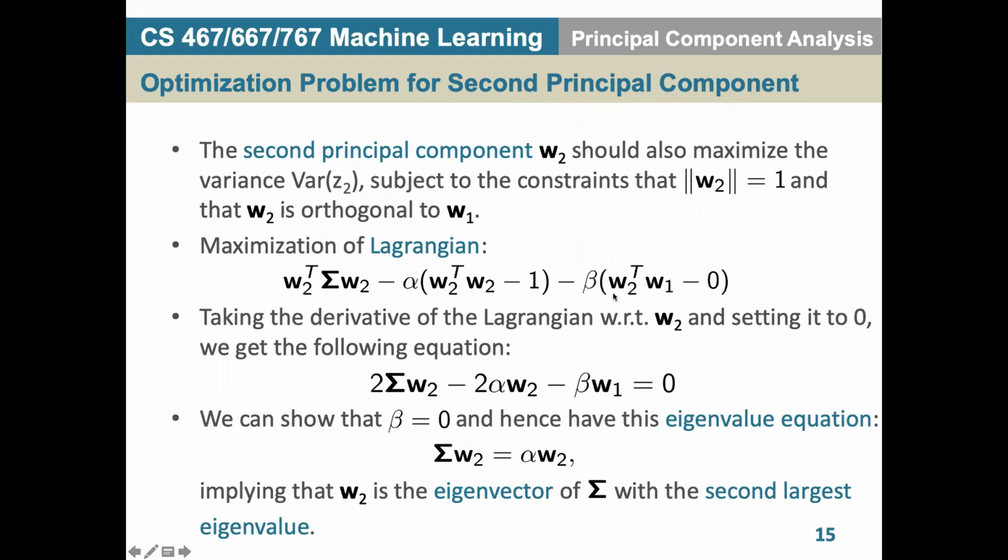You can continue with this, and you will see that sigma W3 is the third eigenvector, and lambda 3 is the third largest eigenvalue. You do this again and again. So this is the way you derive it.